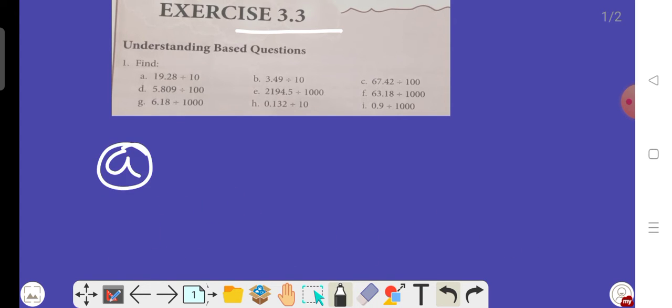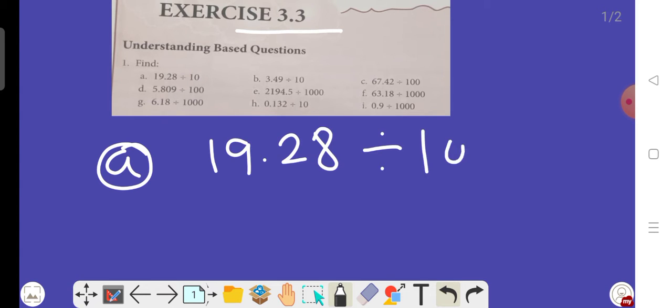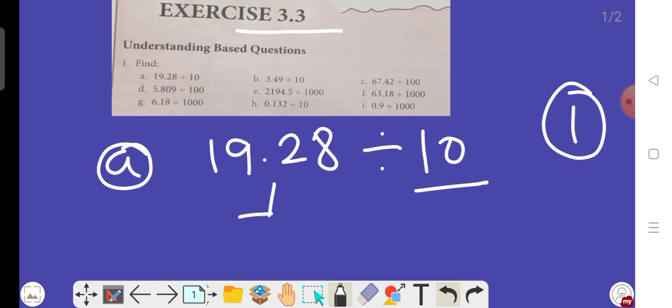A part, 19.28 divided by 10, okay beta. What we have to do, we have to count the number of zeros. How many zeros are there? Only one. So move this decimal point toward the left side by one place, so the result will become 1.928, okay. Clear?